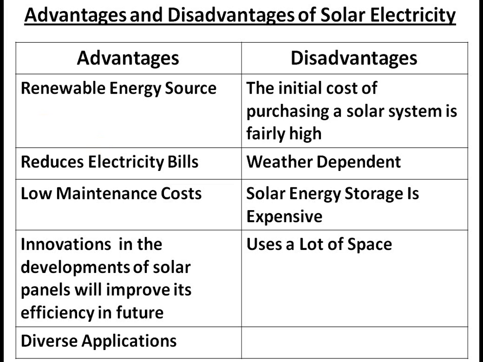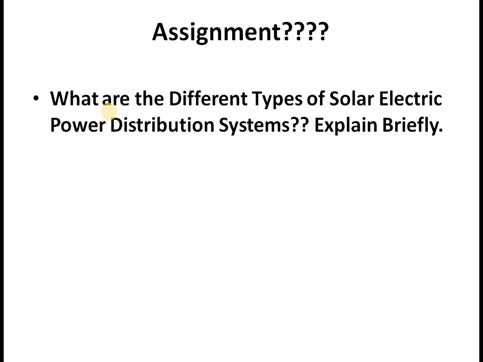So this is the last slide of this chapter, and with these comments we finish this chapter. From the next class onwards, we will move on to another important chapter, that is about wind energy. So this is the assignment. What are the different types of solar electric power distribution systems? I explained in detail. You can take further details from the internet, and write a brief report about the different types of solar electric power distribution systems.